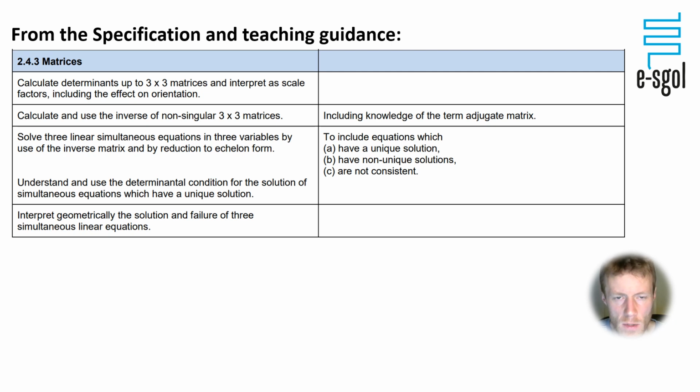Okay, so that's covered looking at the determinant of a 3 by 3 matrix and then using the inverse of a 3 by 3 matrix. I commented on the adjugate matrix, which you need to know. And we've also looked at solving linear simultaneous equations using the inverse matrix. The thing I haven't done is reduction to echelon form, so we're just going to have a look at that now.